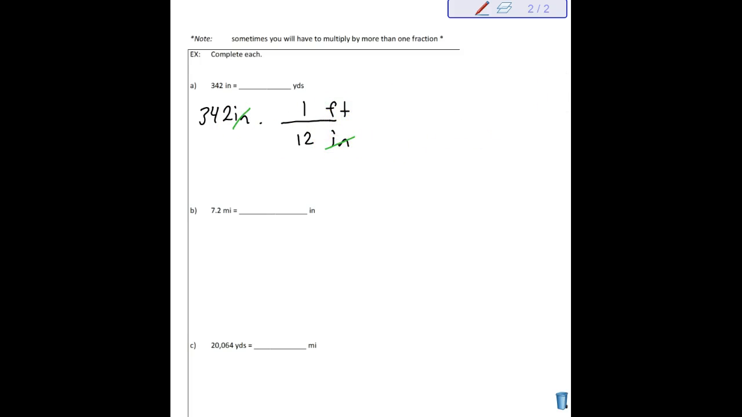So if I just did this, I would know how many feet there were. But we don't want feet, we want yards. So we're going to go ahead and say, well, how many feet are in a yard? So 3 feet is equal to 1 yard. So now we can again cancel our units, our feet, and we would be left with just yards. So now we multiply all the way across the top. 342 times 1 times 1, well, that's 342.